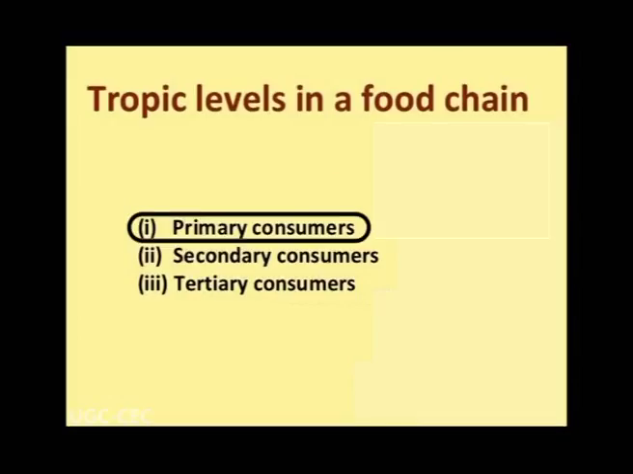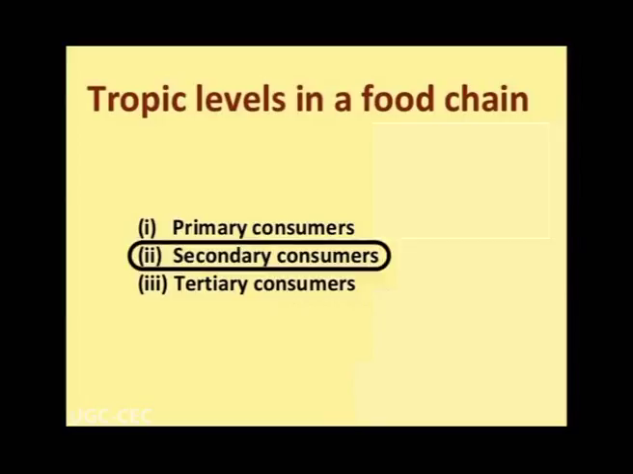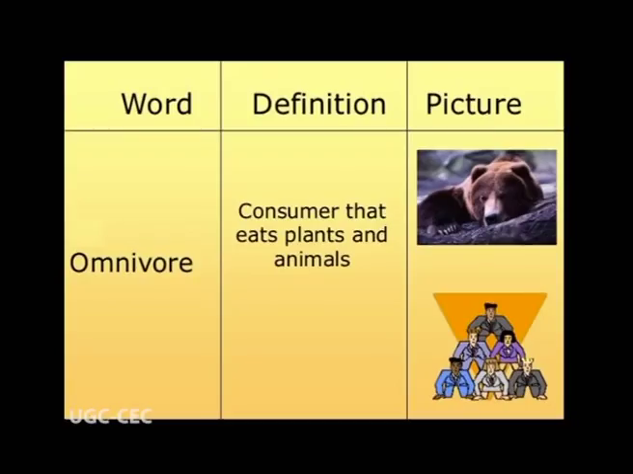Animals eating plants are herbivorous or primary consumers. Animals eating herbivorous are carnivorous or secondary consumers. Carnivorous eating other carnivorous are tertiary consumers. Omnivorous eat both animals and plants.